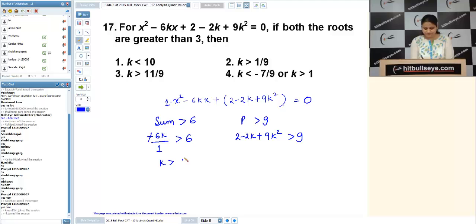By using the first equation, we are getting k greater than 1. It means k should always be greater than 1. So the first option is rejected. The second option is also rejected. Why so?